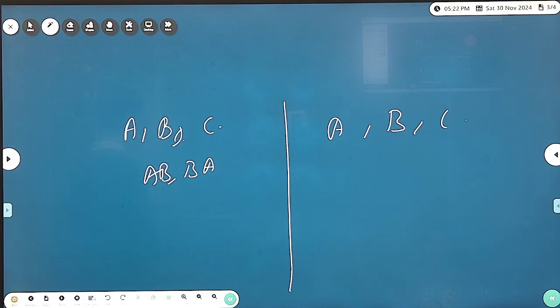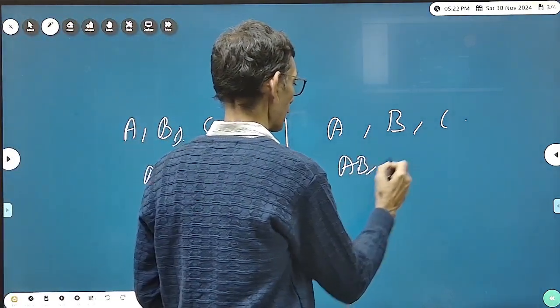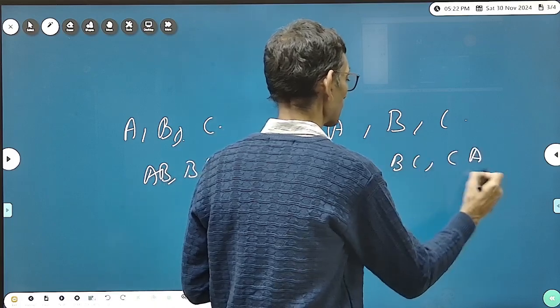Only 3 teams are possible, right? A, B, B, C, or C, A. A, B, or B, A: these are the same team. Would it be possible to count them separately? No, two persons are the same. So here the teams will be A, B, B, C, C, A. These are the 3 teams.